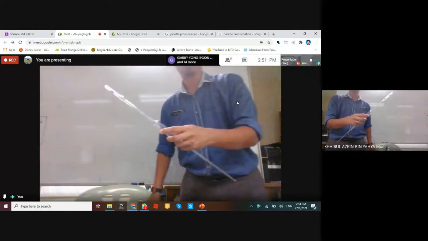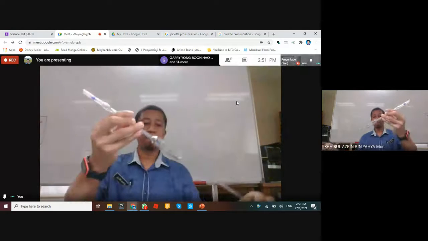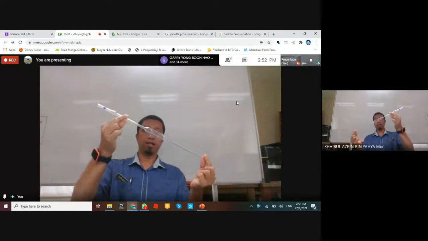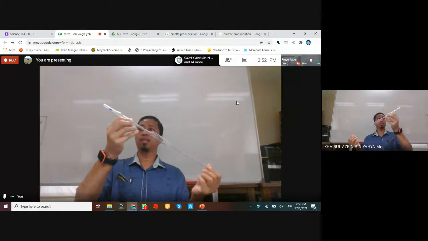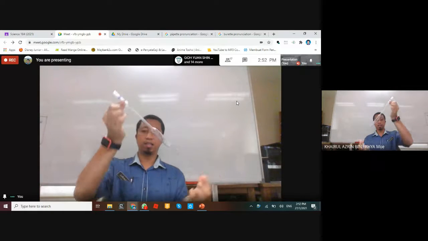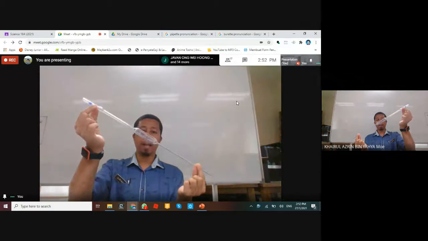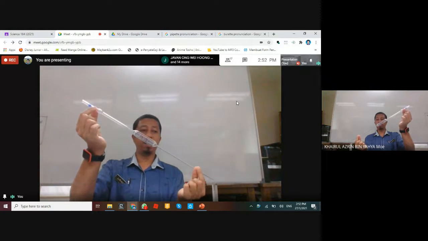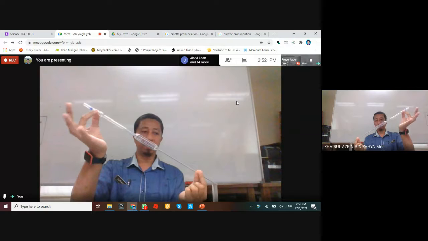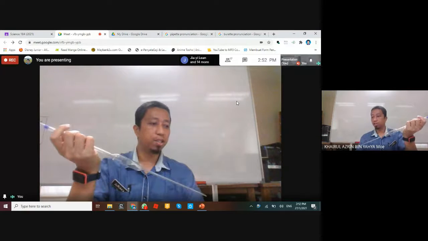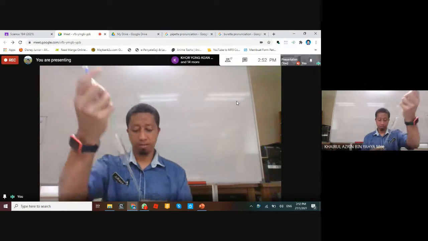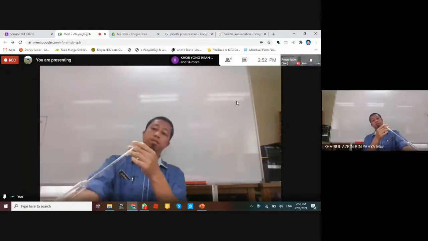Okay, next we have this one. I got blue color here. This is what we call a pipette. Pipette, P-I-P-E-T-T-E. This one is to measure a fixed volume of liquid.